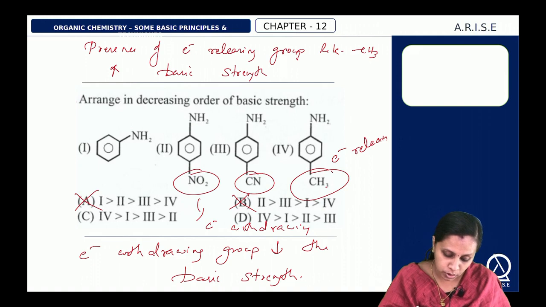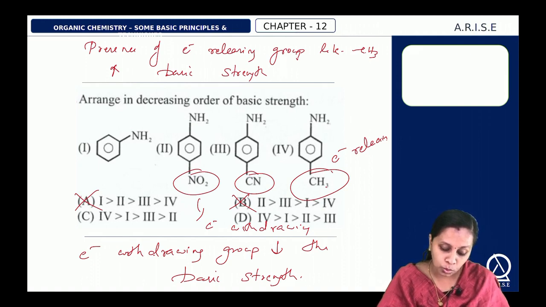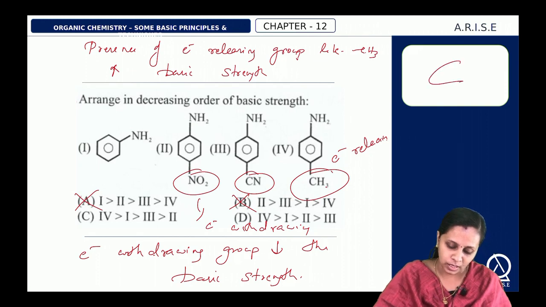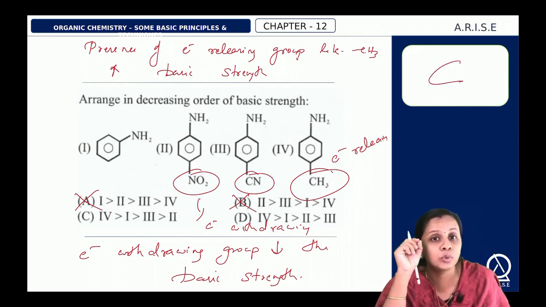So it is option, sorry, NO2 and cyanide. NO2 is the more electron withdrawing group, so therefore the NO2 containing aniline will be the least basic one. So it is option C. Okay. So you have to go for the electron withdrawing effect of the group.